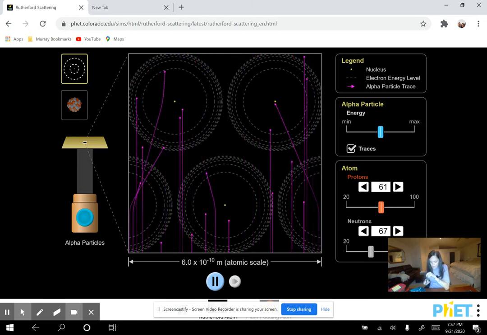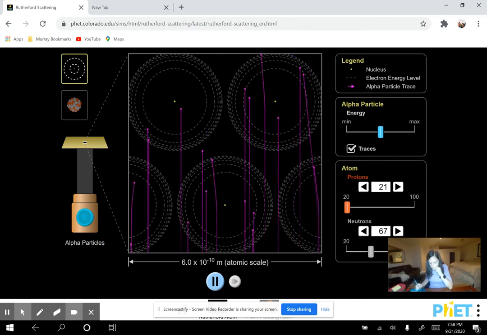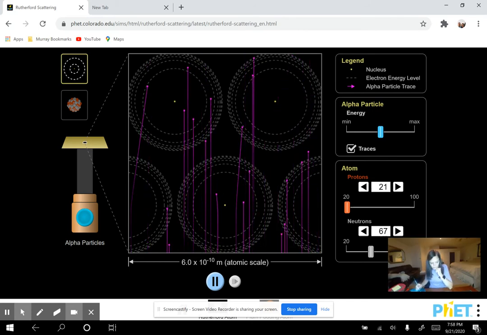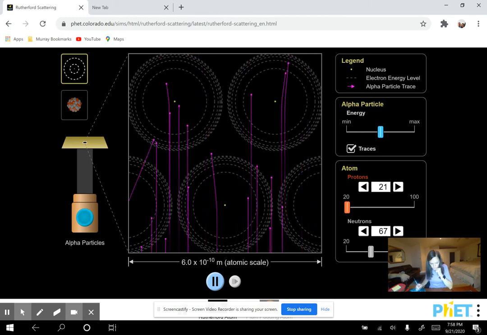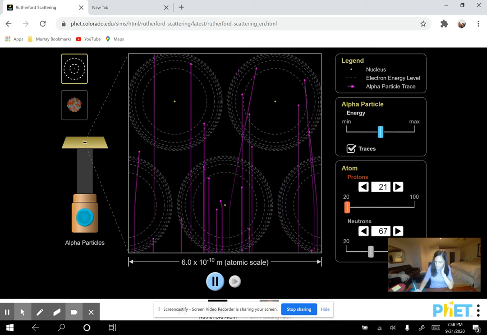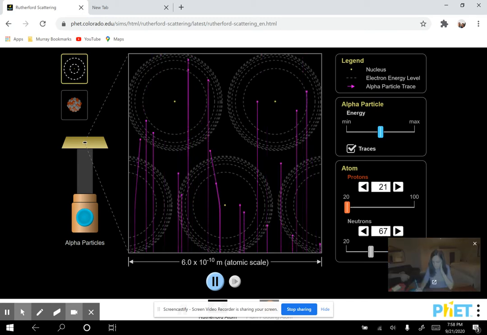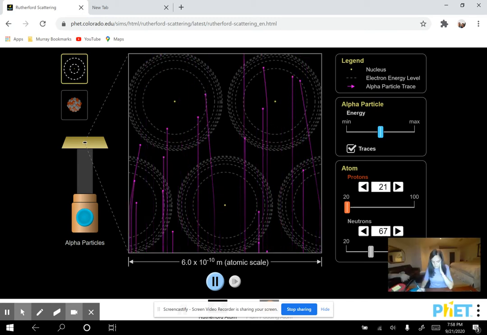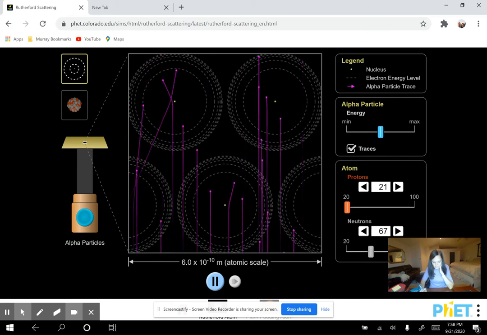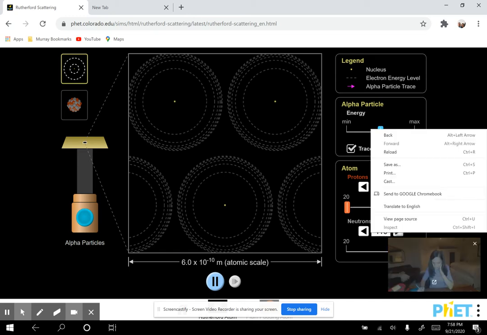Okay, and now we're going to take the protons back down to 20 and see if that's changed at all from when we had fewer neutrons. Okay, so do you think that's changed at all? If it has changed, what has changed about it? Okay, let's up the neutrons even more. Let's see if that changes things.